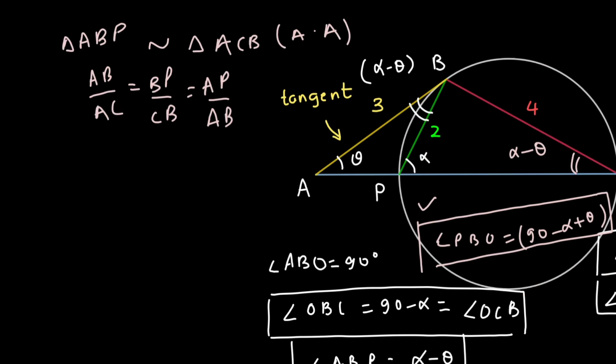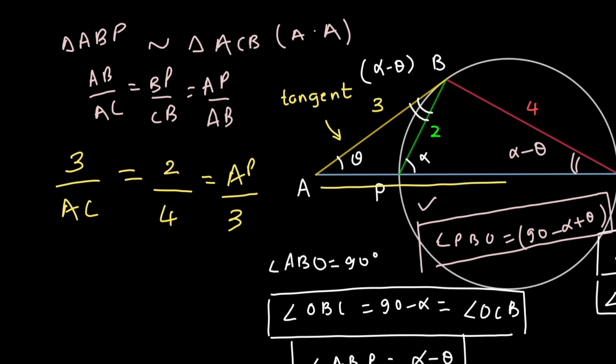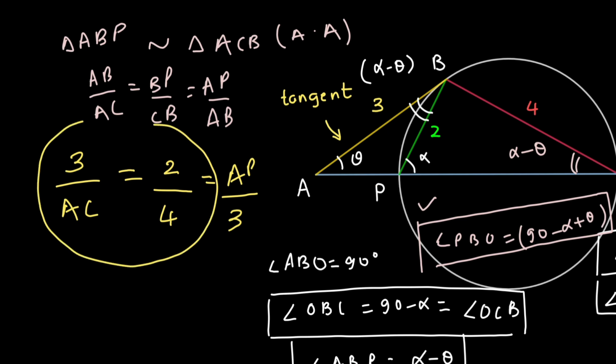So according to this diagram, we can see that the value of the line segment AB is 3 units. The value of the line segment AC is the thing that we have to find, equal to BP upon CB. The length of BP is this green line segment having a length 2, divided by CB, that is ultimately this red line segment having a length 4, and this is equal to AP upon AB. Yes, we can compare these two ratios in order to get the value of AP, but that is not asked in the question. The question is to find the length of this blue line segment, that is AC, and in order to get that, I will compare these two ratios.